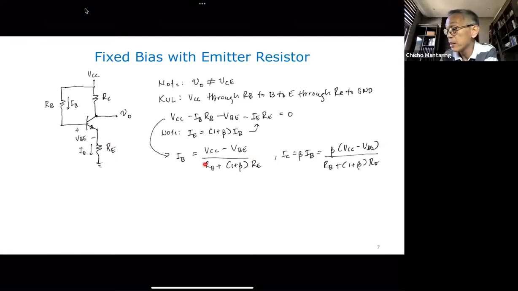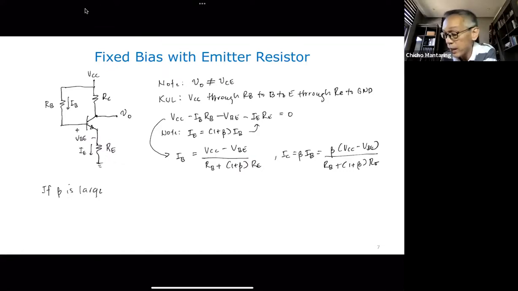Beta times this. Okay, let's take a look at the denominator. If beta is large and R sub E is substantially large, if beta is large, now what is large? Typical values of beta are large enough, like 100, for example. That can be considered beta large already.